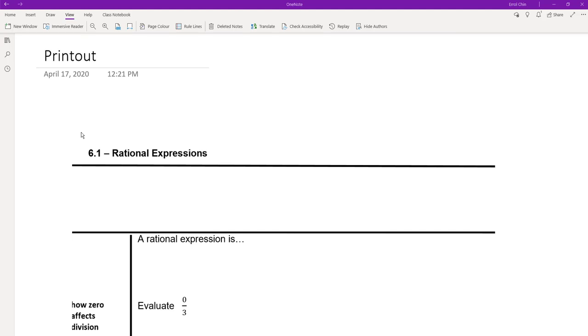Alright, so this is for Pre-Calc 11, Chapter 6, Section 1. We are starting off with this thing called rational expressions. And if you remember, the word rational is just a fancy way of saying fraction.